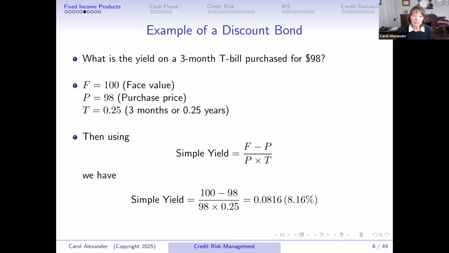For example, what's the yield on a 3-month T-bill purchased for $98? So the face value is 100, P, the purchase price, is 98, T is 3 months or 0.25 years. And using the formula, we've got (100 minus 98) over 98 times 1/4, which is 4 times 2 over 98, which turns out to be 8.16%.